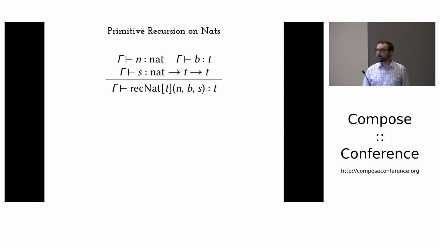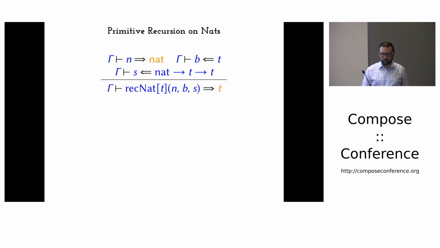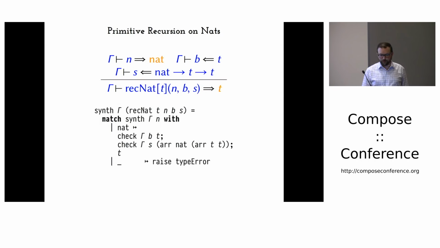And for primitive recursion on natural numbers, well, we've seen how to do recursive operators, right? We synthesize a type for the thing we're recurring over, and then we check the type of the base and of the step that we're doing. And so the code implementation of this, we synthesize the type for the nat, we ensure that the type we synthesized was nat, and then we check the base is our return type, and we check that the step is a function from the smaller nat to the result of recursion to create the new recursion result.